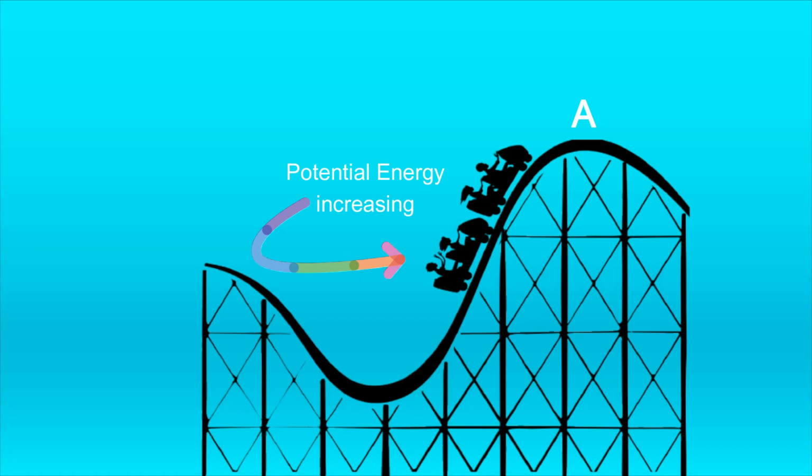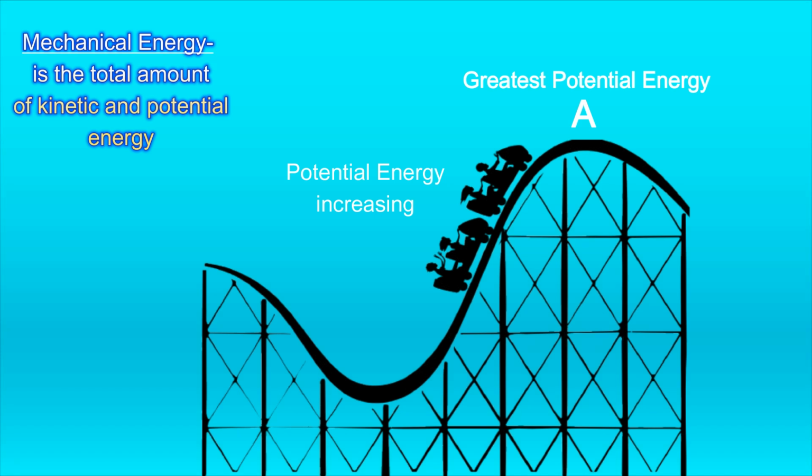So let's take a look at an example of potential and kinetic energy using a roller coaster. As the car goes up the hill, the potential energy is increasing. When it reaches point A at the top of the hill, that is the greatest amount of potential energy. Once it starts going down the hill and down the other side, then kinetic energy is going to increase and potential energy is going to decrease. This total amount of energy, potential and kinetic, is called mechanical energy.